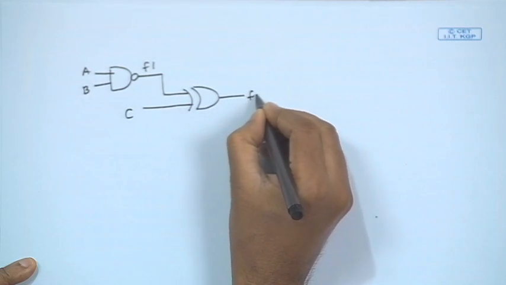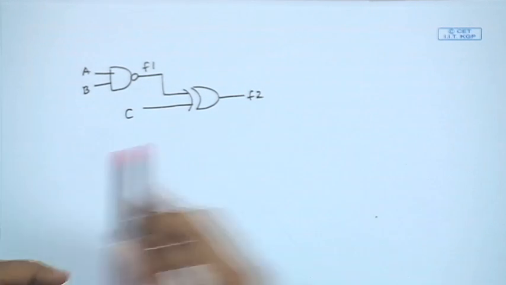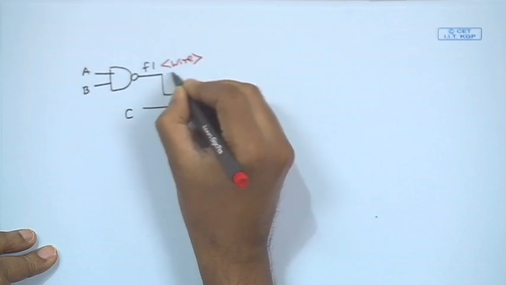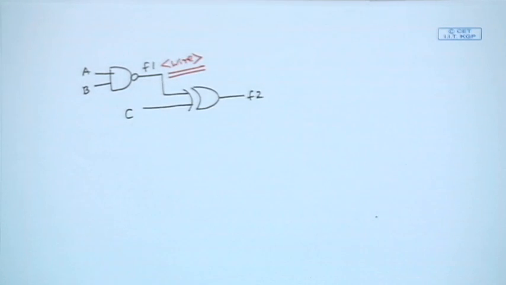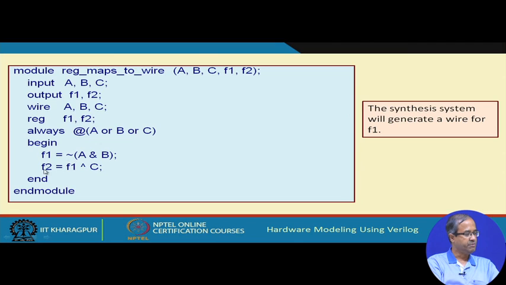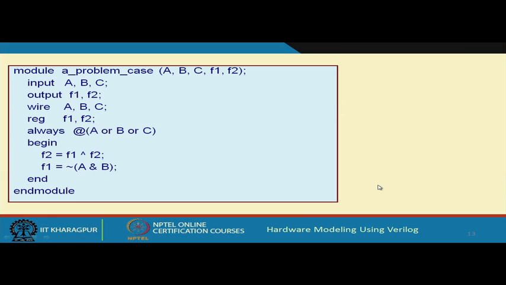So, this will be a combinational circuit which will be generated, and this F1 will also be a wire. There is no need for any storage cell here. So, although we have declared F1 and F2 as reg, both F1 and F2 will not require any storage cell, either flip flop or latch.